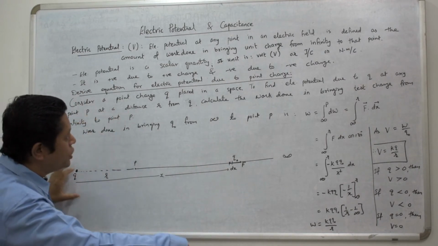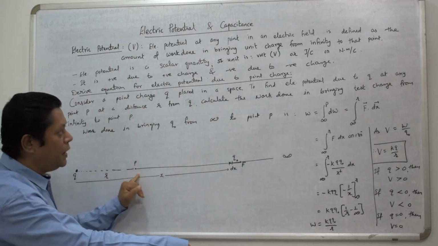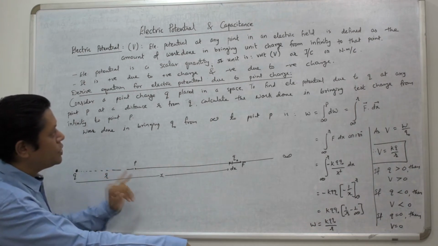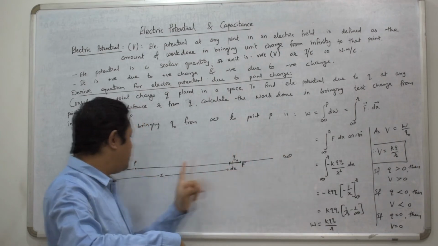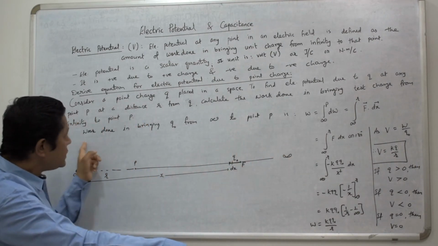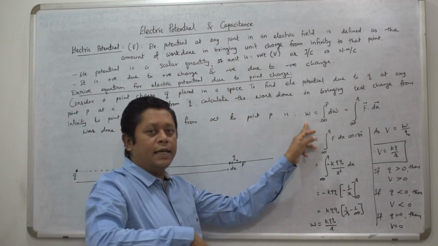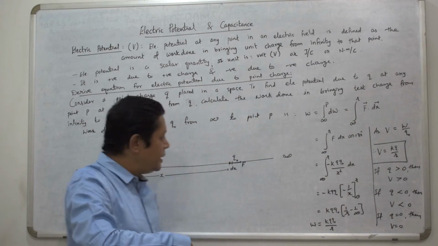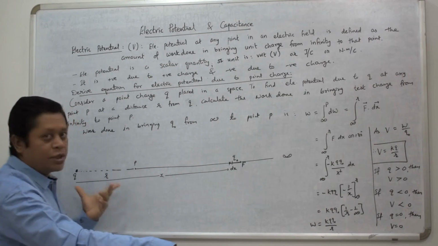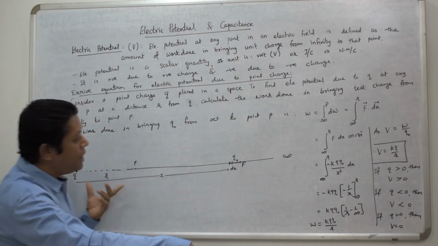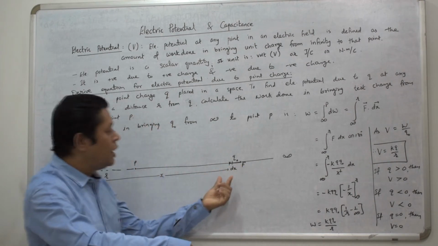So consider a point charge Q placed in space, to find the electric potential due to Q at any point P at a distance r from the charge Q. Calculate the work done in bringing the test charge from infinity to point P. Work done in bringing charge Q0 from infinity to point P, you can calculate as the integration of dW. Why integration? Because the electrostatic force is distance varying. As distance changes, electric force also changes. So it is a variable force, and that's why to find the work done, we have to divide the whole path into small line elements.